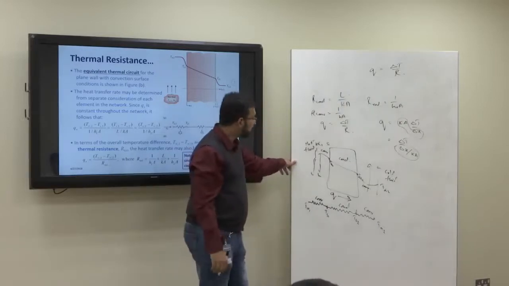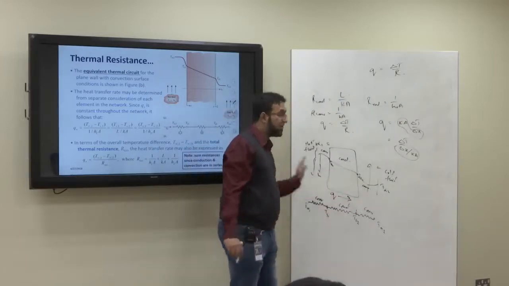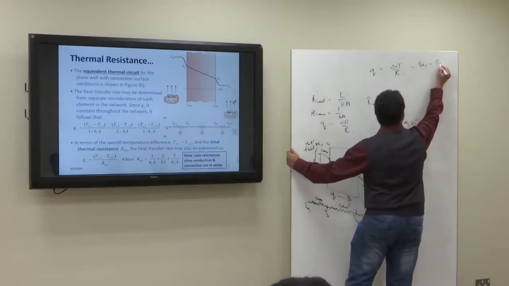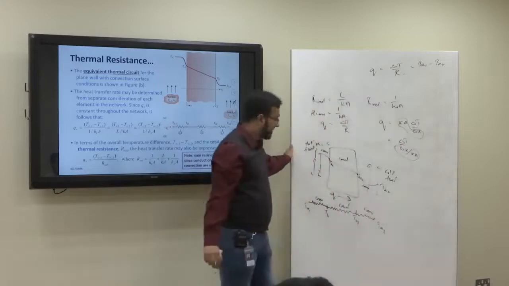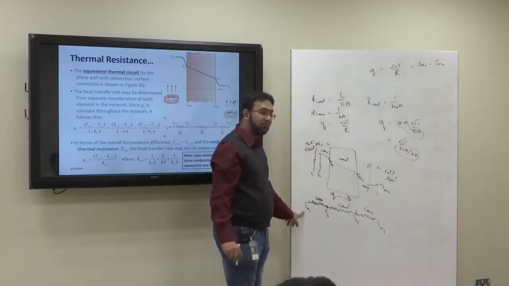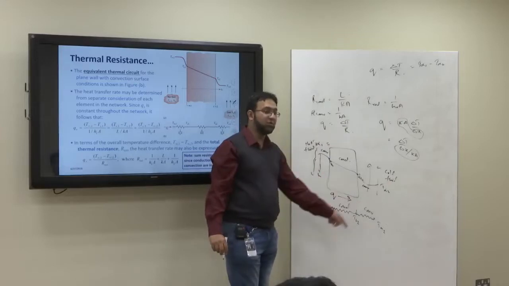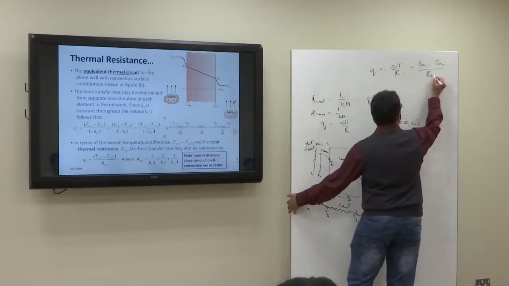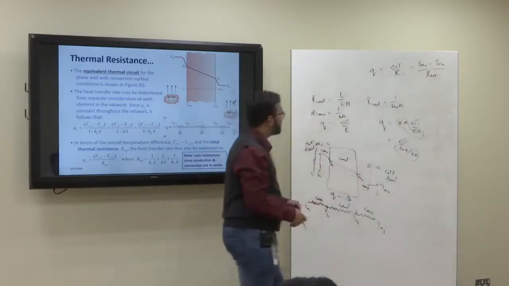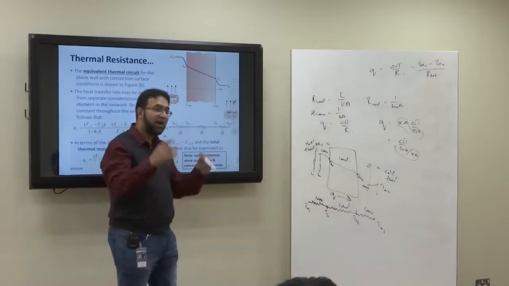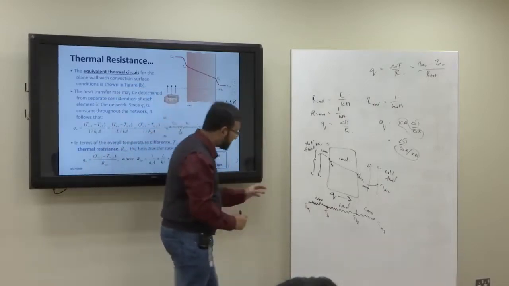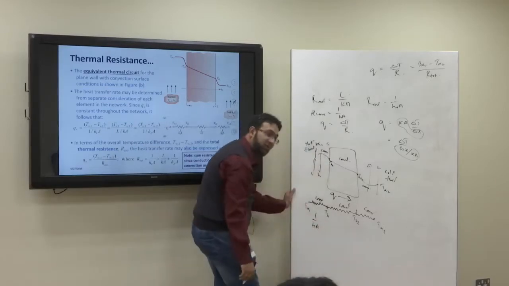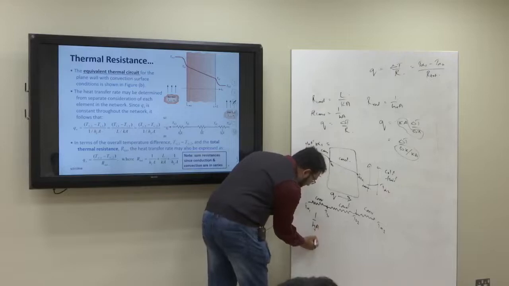So if we are considering the delta T from start to the end, our delta T will be T infinity 1 minus T infinity 2, because T infinity 1 is the hot fluid, high value. T infinity 2 is the cold fluid, lowest value. Over R total, right? Now what will be the R total? We have to add the 3 resistances, right? So what's the resistance of convection? It's 1 upon HA, right? But HA for the hot side.